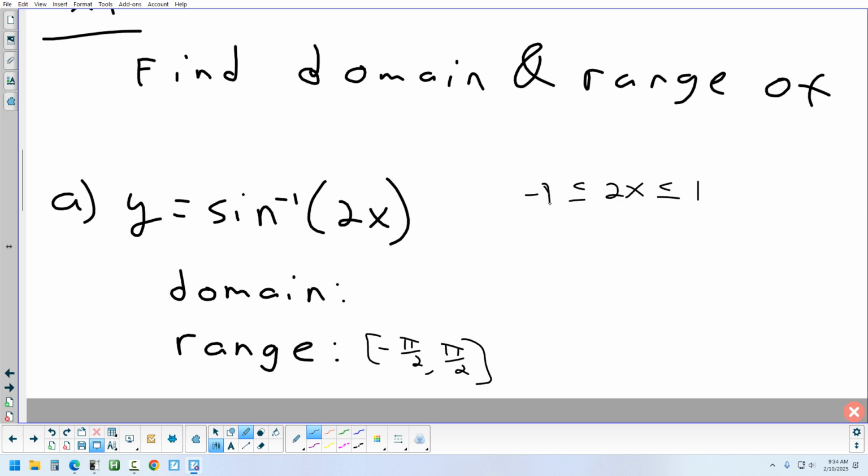And now, just by the rules you have to use to solve an inequality, you have to do the opposite of times 2 to solve it. So you're going to divide by 2. And what does that make my new domain as an interval? Yep, negative 1/2 to 1/2. Perfect. And that's how you find the new domain.